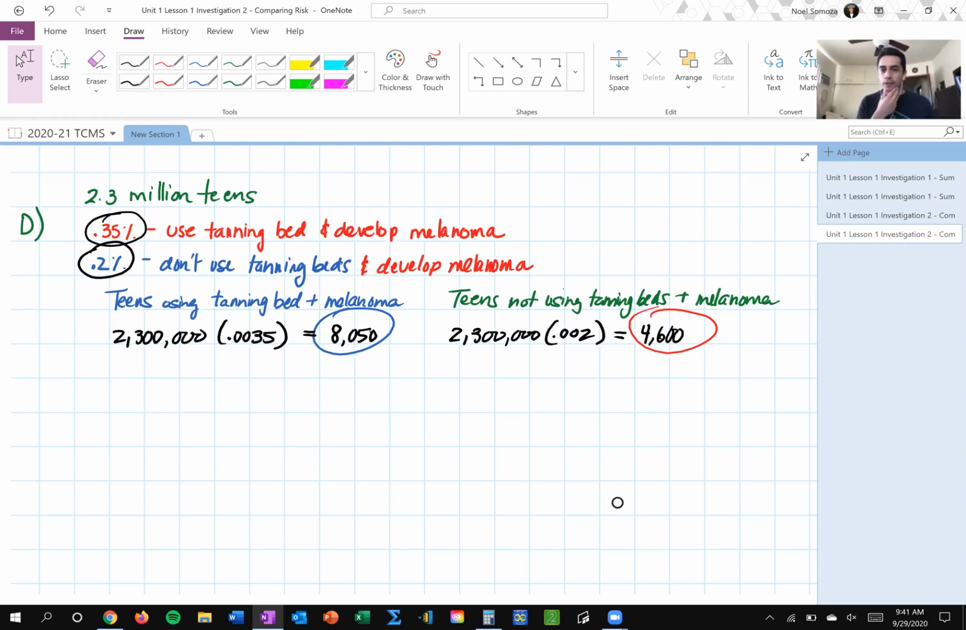What would make more sense? Adding, dividing, subtracting, multiplying? I'm trying to find out how many cases I prevented. I know that if I would have let all those kids use those tanning beds, about 8,050 of them would have developed melanoma. But by convincing them not to use the tanning beds, I've arrived at only 4,600 of them will develop melanoma.